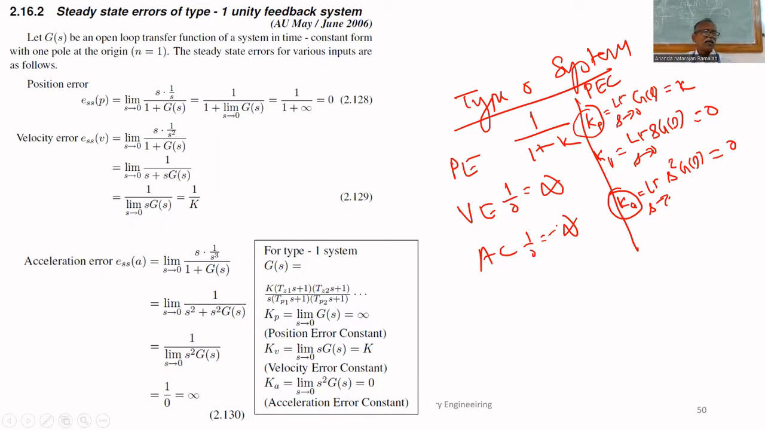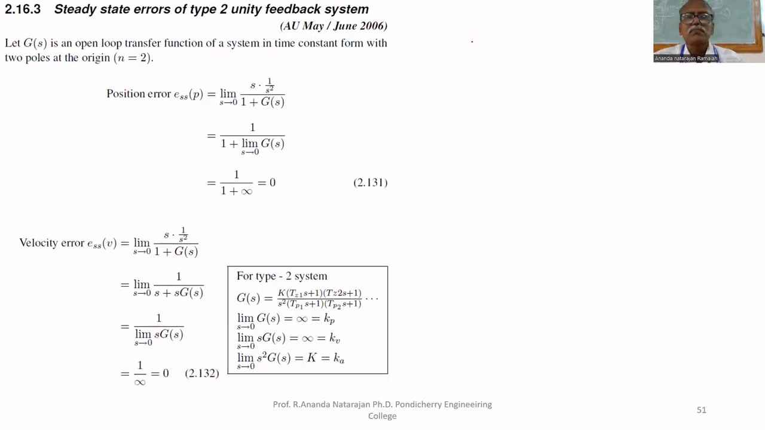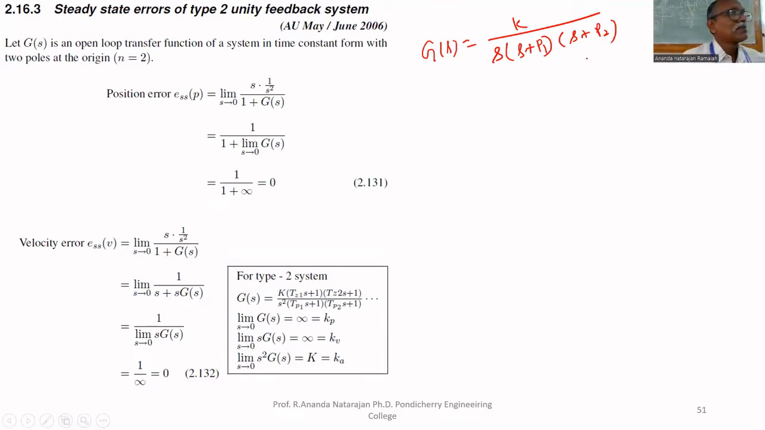So if you know the nature of the system, type 1, type 2, type 3, we can immediately say the steady state error. For a type 1 system, let us see how it looks like. G of s equal to k upon s multiplied by (s plus 1), (s plus P1), (s plus P2). What is the order of the system? 3, third order system. What is the type number of the system? 1. Type number is 1.